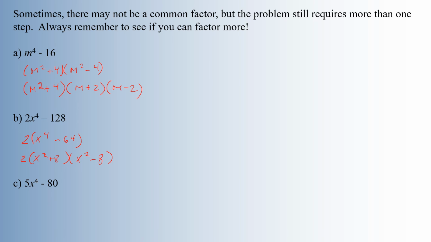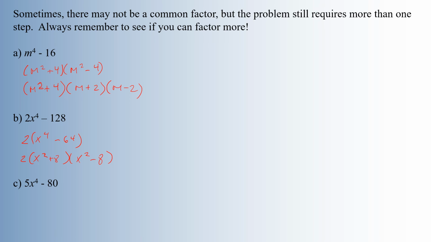Now I'm checking, do I have the difference of two squares? I have x squared plus 8. Well, that has a plus sign, so that's not the difference of 2 squares. And now I have x squared minus 8. Well, x squared is a perfect square, but 8 is not a perfect square. So that is not the difference of two squares, so you cannot factor more.